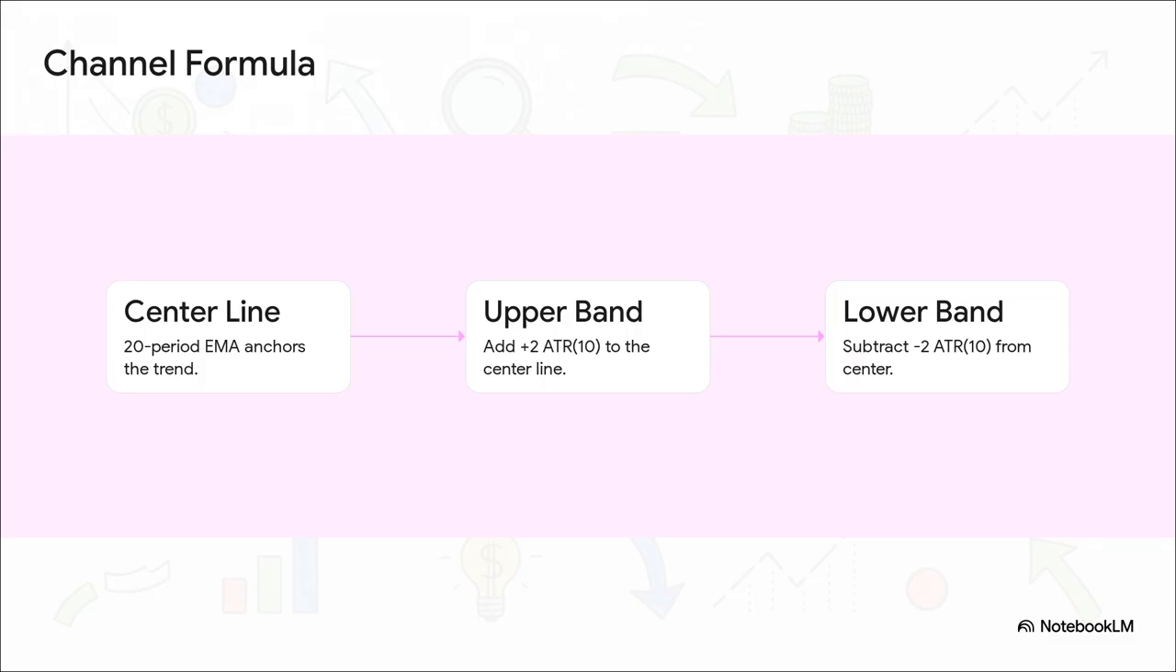Next, you wrap that center line in an upper and lower volatility envelope. You set these bands exactly 2 ATRs away, using a 10-period lookback for the ATR. Now, most of the time, price is just going to stay inside these bands. So when it finally breaks out, that tells us directional momentum has completely overcome normal volatility.